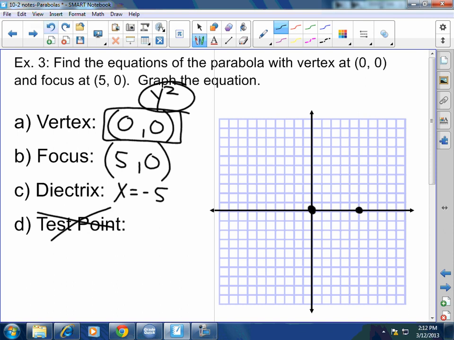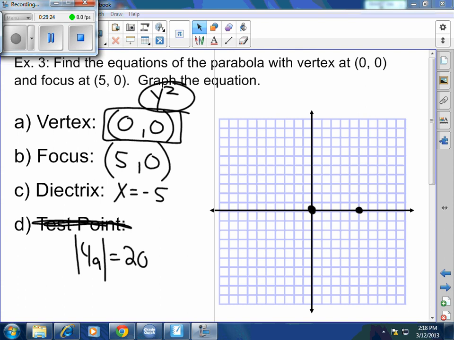My latus rectum will be as follows. Or actually, you know what? Oh, yeah, I know what my a is, though. My a is 5, right? So, isn't the latus rectum 4 times a? So my latus rectum length will be 20. Give me 1 second.